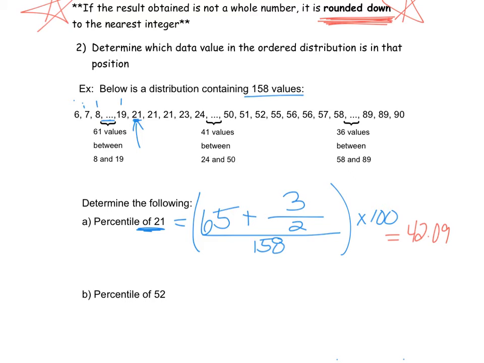Now we need to decide how we're going to round this to get the percentile. Remember, when we're calculating percentile, we always round up. So that means this becomes the 43rd percentile. So the number 21 is in the 43rd percentile. That means that 43% of the numbers are less than or equal to 21.